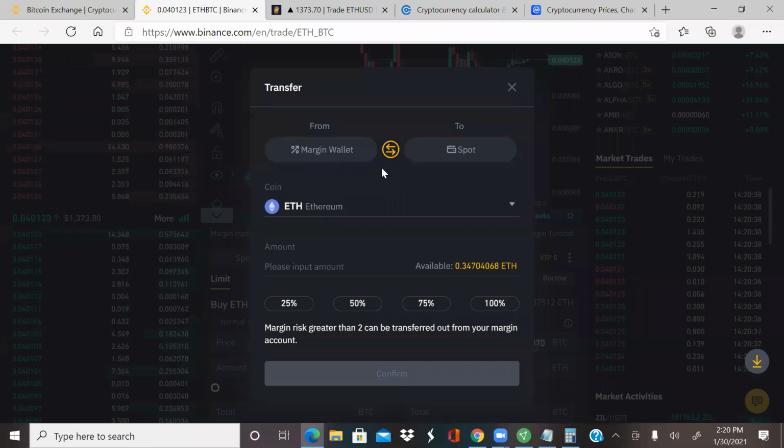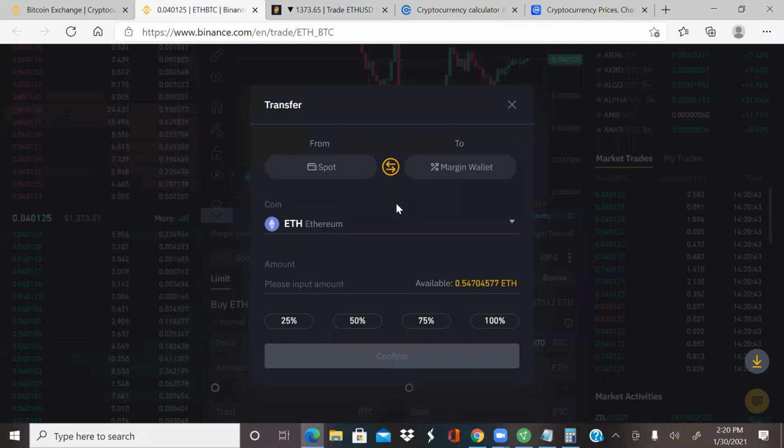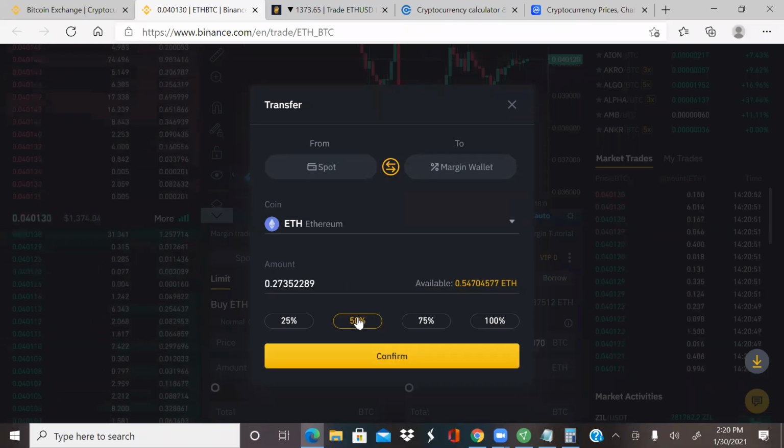You can see that it has changed. If I want to transfer from my spot to my margin, I'll do this. So now I have some in my spot, I have 0.5 Ethereum. So I can transfer 50%, okay, which is 0.27. I can transfer everything if I want to transfer everything. I can transfer 25%, I can transfer 50%. So let me transfer 50% for the purpose of this class.